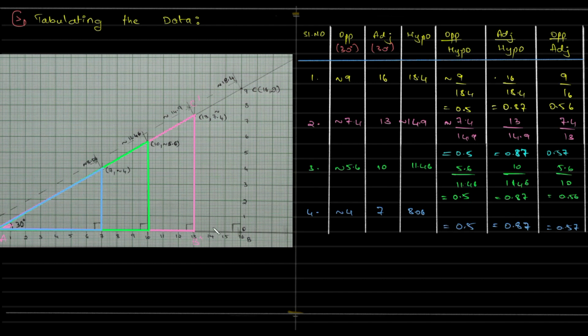Okay. So that's it. We drew the diagram. We made a note of the side lengths and all that. We call it by a certain name, opposite of 30°. It's not just opposite, it's opposite of some angle, and that angle is 30°. Adjacent of 30° and hypotenuse. So this is how we made a note, and we took the respective ratios, and now the next step is we have to make observations.